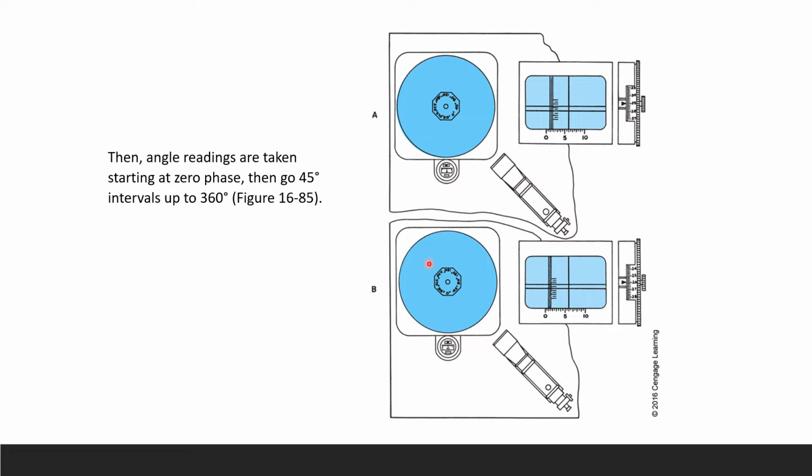So what we're doing right here is, in A, a reading is taken for the 0 phase. Then the table is going to be rotated, and in B right here a reading is taken from the 45 degree face.